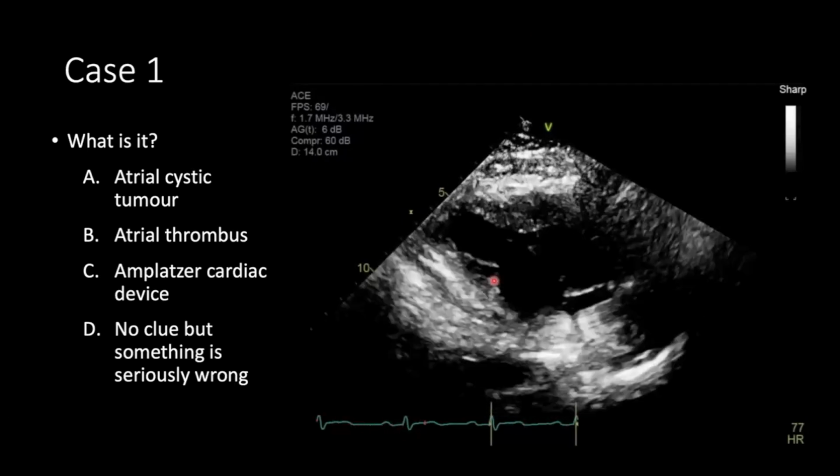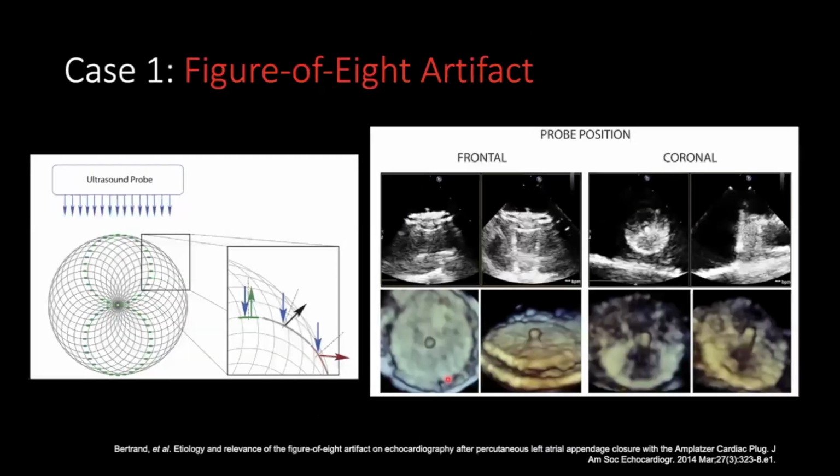So this is a figure of 8 artifact. It's really well described in the literature now. Initially, there was a lot of confusion when we first started using the Amplatzer device. What exactly is going on? Is it malpositioned? Has it moved? But in vitro studies have helped us understand better what exactly we're seeing here.